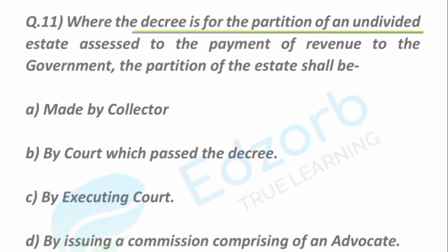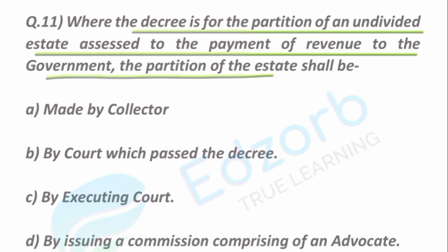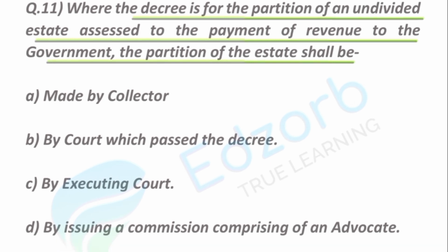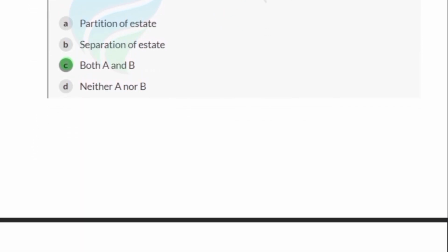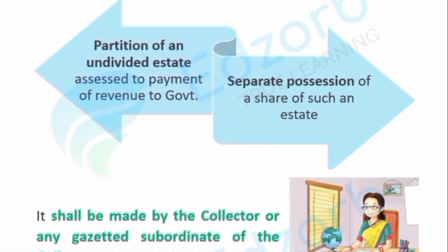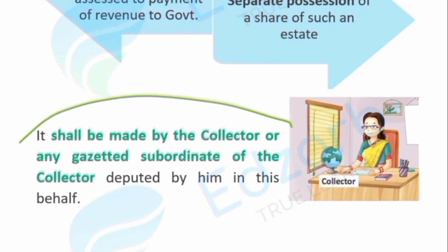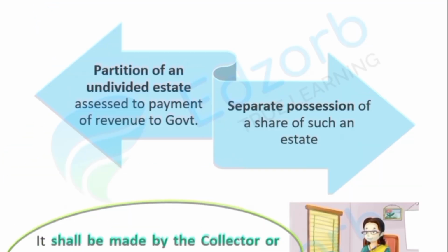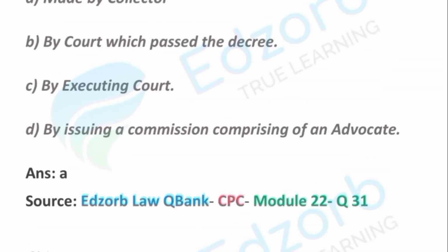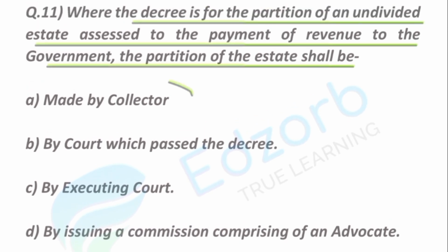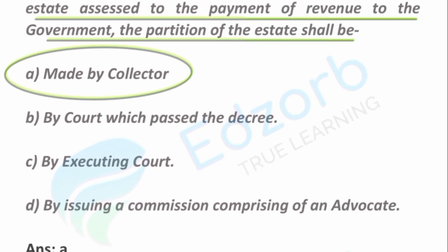This one requiring you to answer as to who shall cause partition of an undivided estate assessed to the revenue of government. This was a direct question from section 54 CPC, which provides that it shall be made by the collector or any other gazetted subordinate of the collector. आपको यहाँ option A लगाना था.